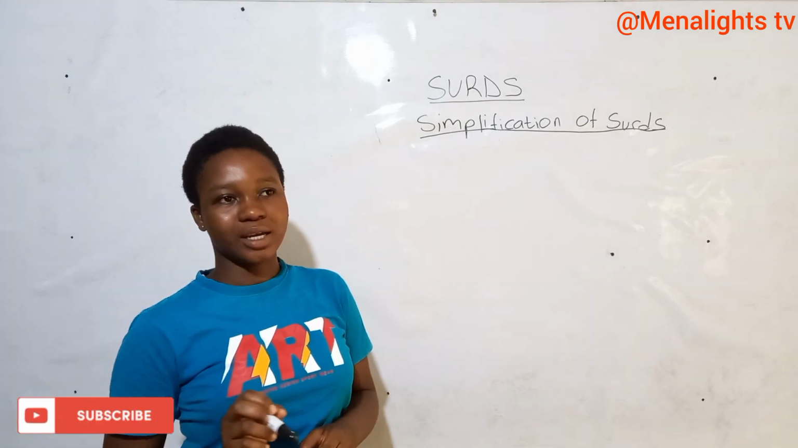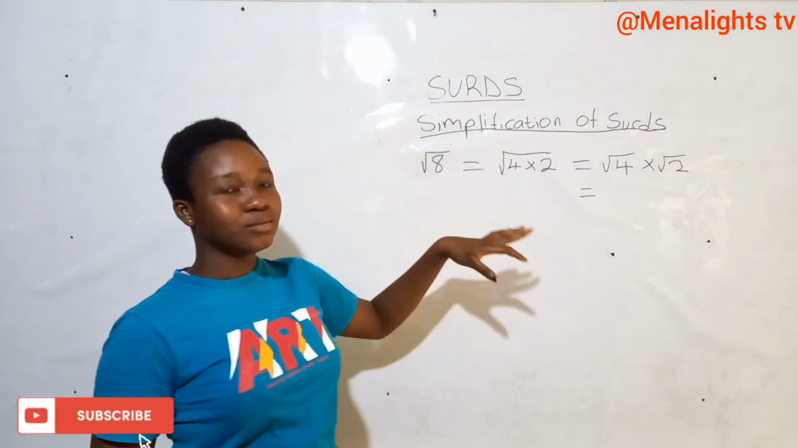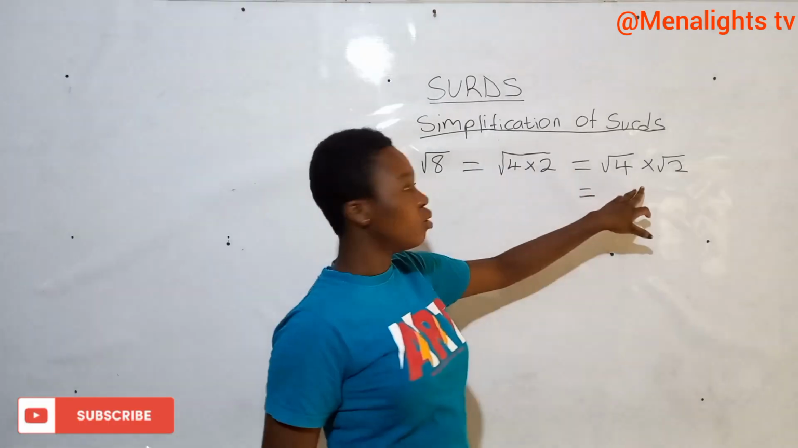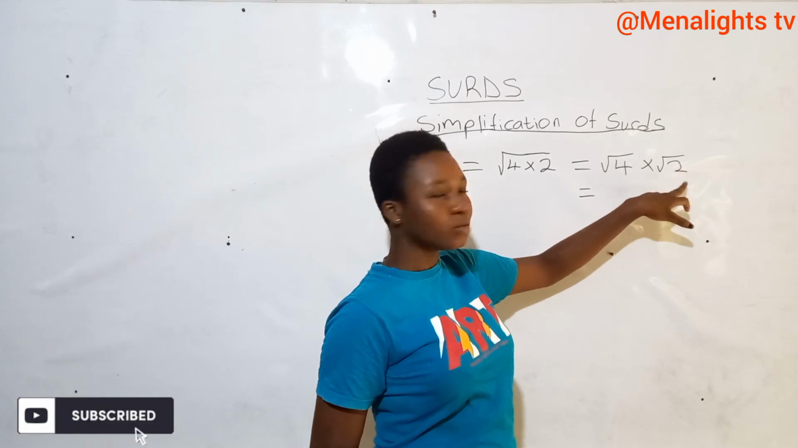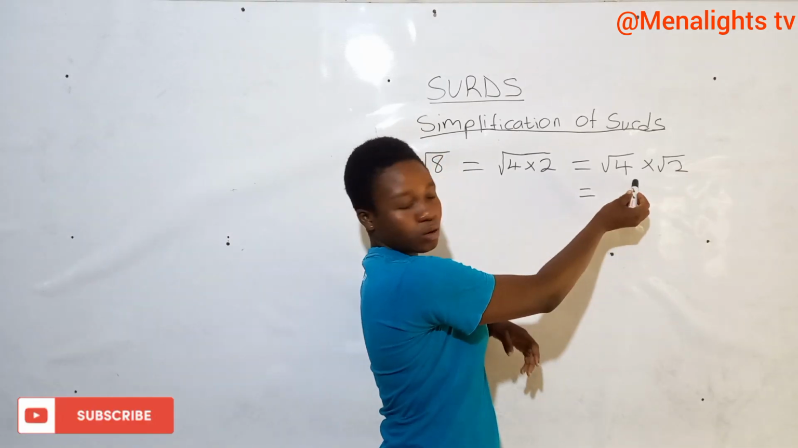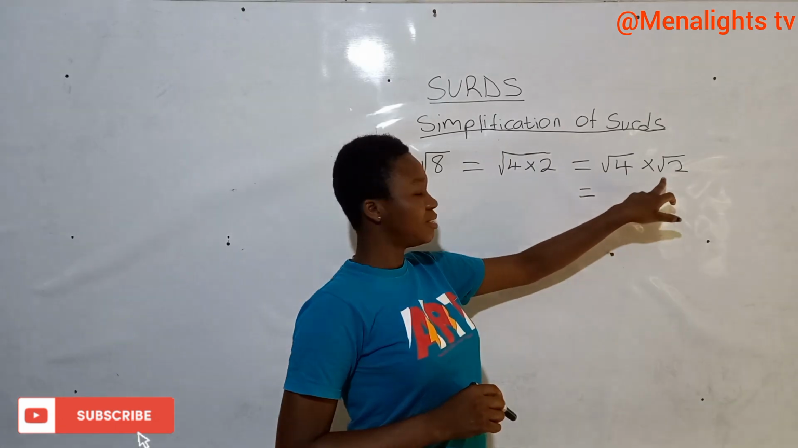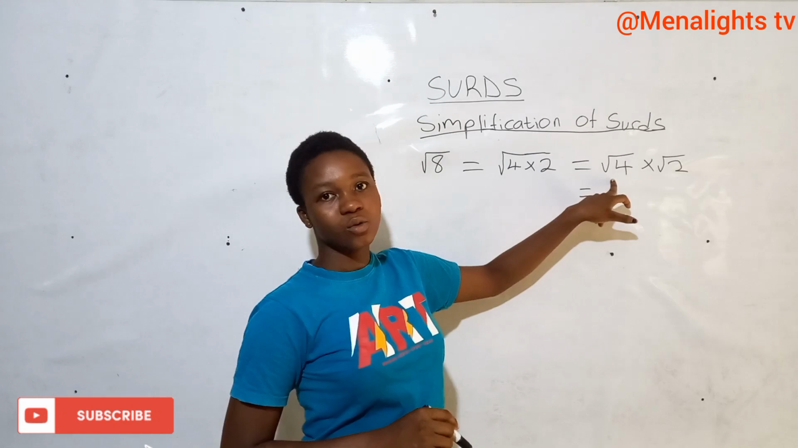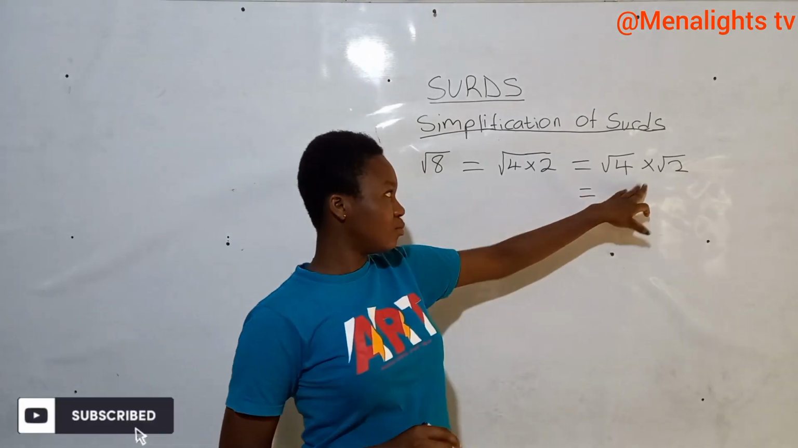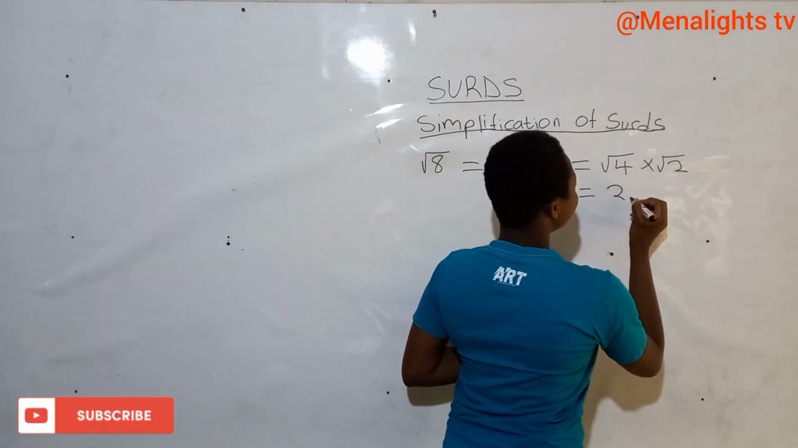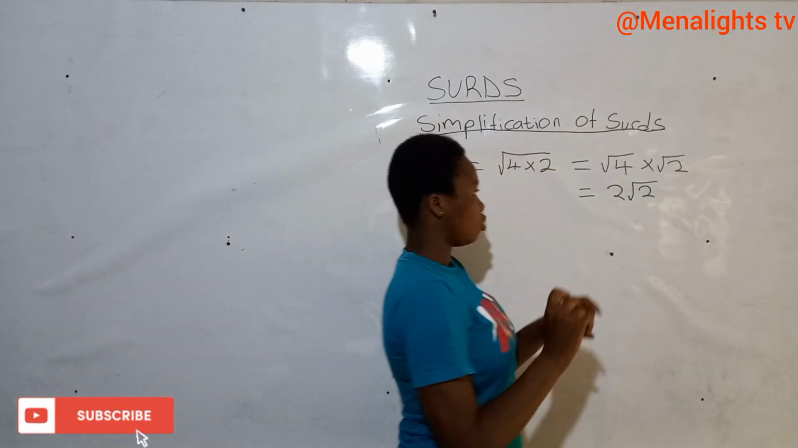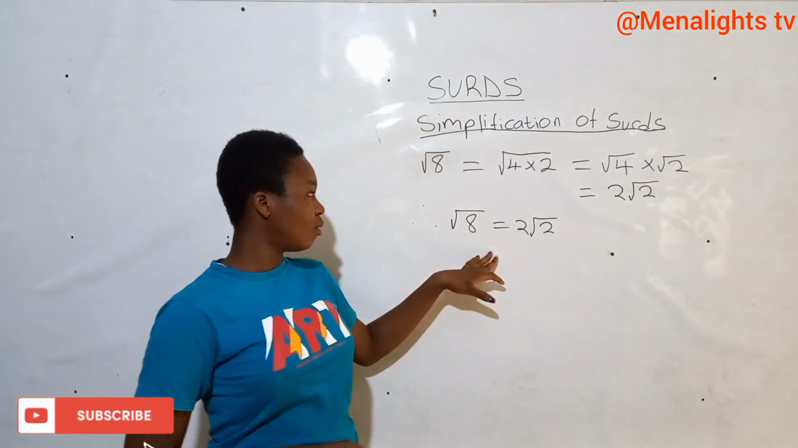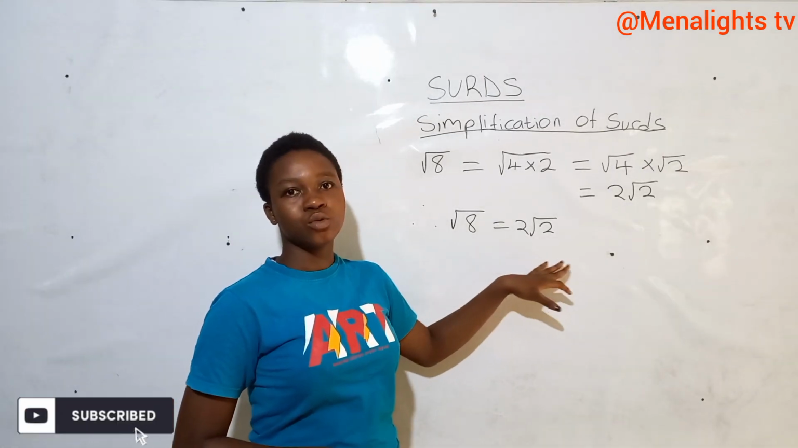When we take root of 8, it can be written as root of 4 times 2, which is equal to root of 4 here times the root of 2 here. And we know that root of 4 is equal to 2. So we cannot simplify the root of 2 any further. But here we know the root of 4 is equal to 2. So our answer here then becomes 2 root 2. So this is then the simplified form of root of 8. Therefore, root of 8 is equal to 2 root 2.